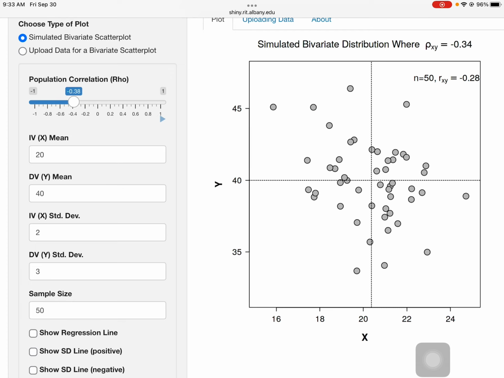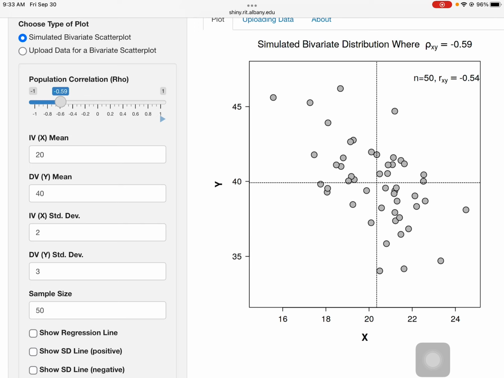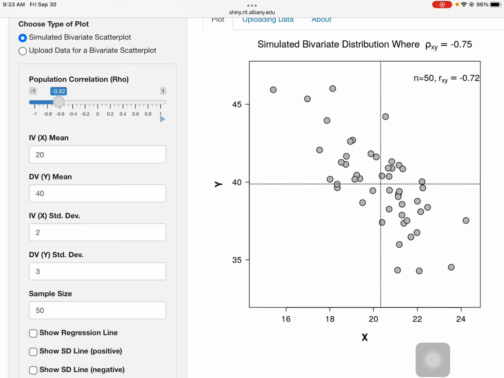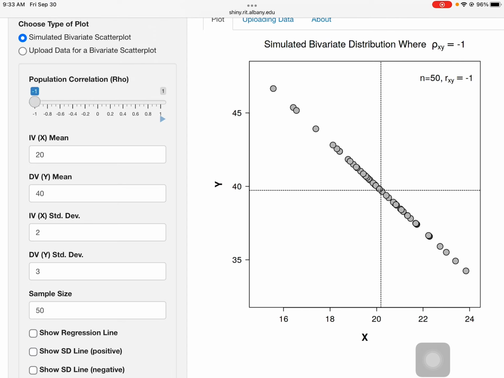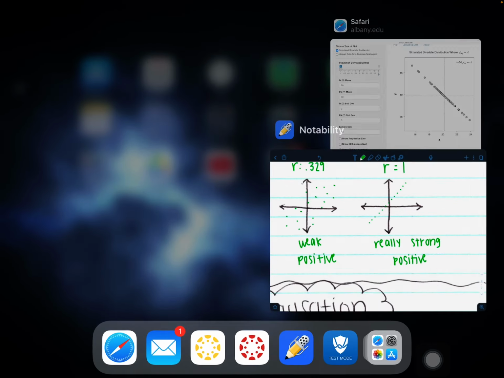Same thing on the other side. If I have maybe negative 0.3, that is a negative correlation, but it's fairly weak. The points are still kind of scattered because it is fairly close to 0. But the closer I get to negative 1, you'll notice the points start getting closer and closer together. As I get to negative 0.75, it is closer, and then negative 0.94 is closer. And once I get to negative 1, then obviously it's very, very straight.